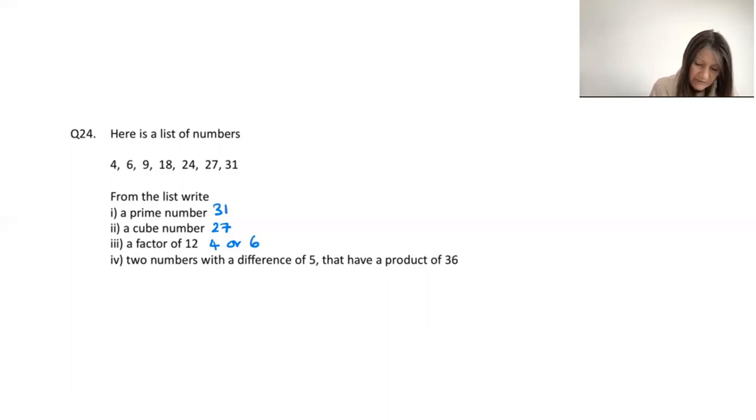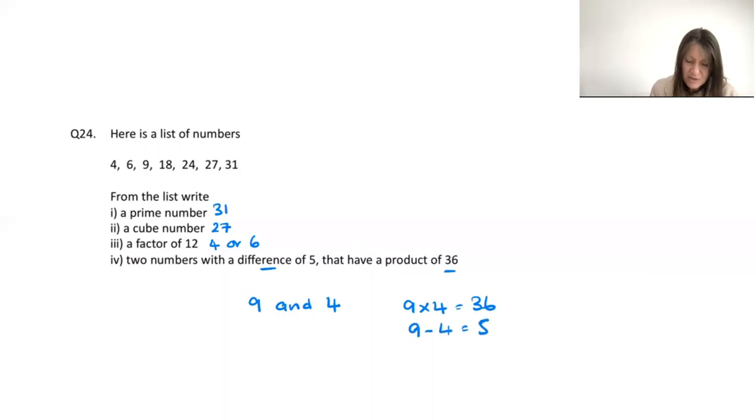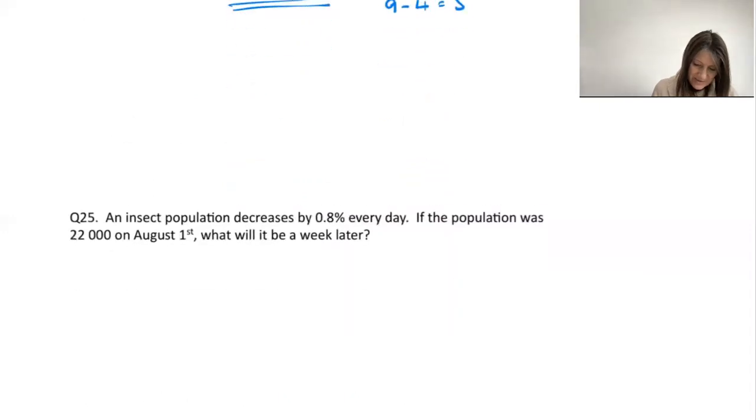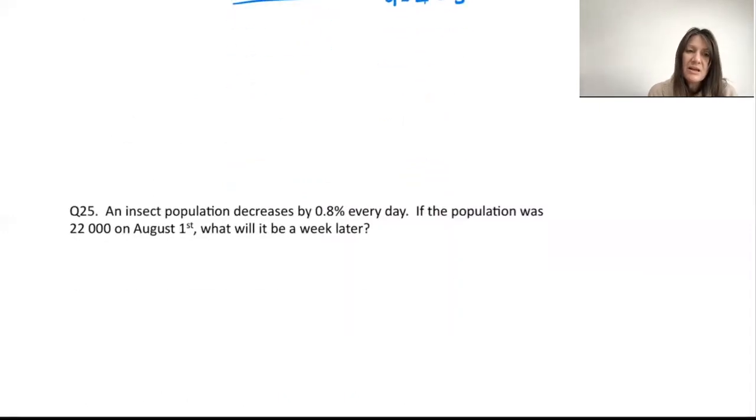And then two numbers with a difference of 5 that have a product of 36. So my two numbers must take away to make 5 and multiply to make 36. So you may have to do a little bit of trial and error there, but 9 and 4 are the two numbers. 9 times 4 is 36. 9 take 4 is 5. So 9 and 4 would be the correct answer there. Okay, next question. Press play when you're ready.